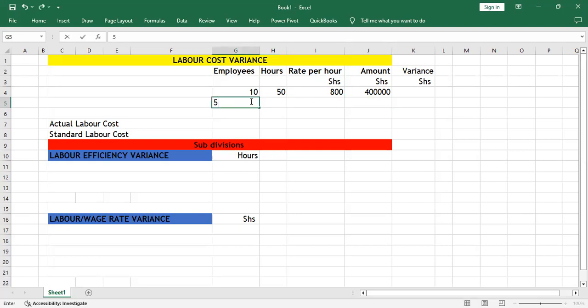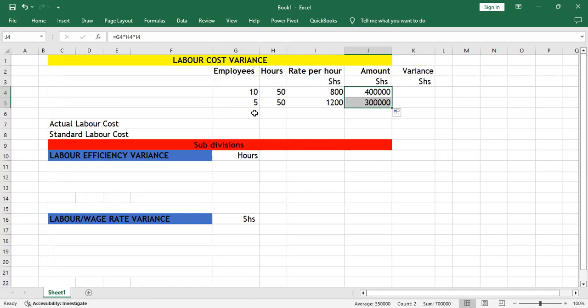We have 5 employees who also work for 50 hours each. Each hour they are paid 1,200. So here the company incurred how much on these 5 employees? The company incurred shillings 300,000.